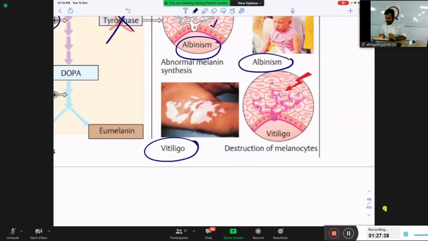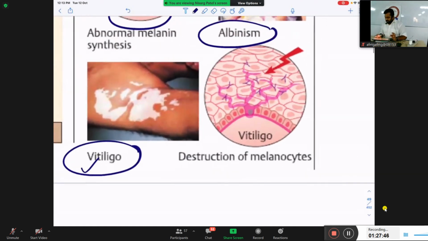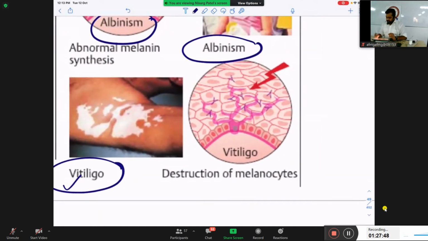Next disease, which is an acquired condition, is vitiligo. Vitiligo is an autoimmune condition. What happens in vitiligo? My own immune cells will attack this melanocyte and destroy it. Suppose in my arm there is too much destruction of the melanocyte. What will happen? There is no pigmentation.